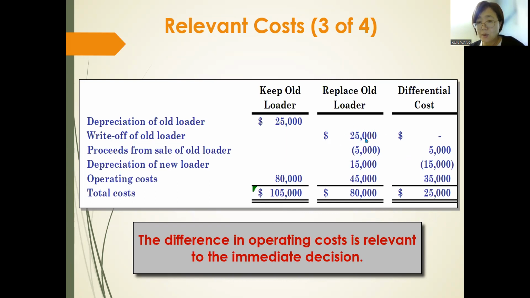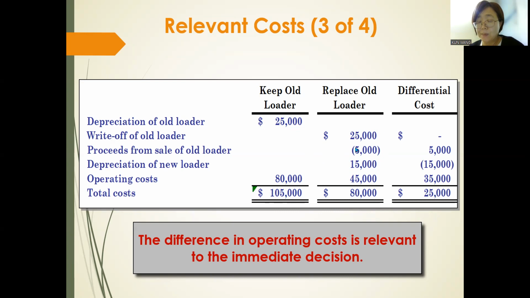So write off the older loader, so 25,000. But we'll get a benefit, an opportunity cost of 5,000 for the disposal value of the older loader. But we need to spend 15,000, a one-time payment that will be depreciated for the 1 year, plus a 45,000 annual operating expense. We end up with 80,000, still 25,000 lower than the current situation.